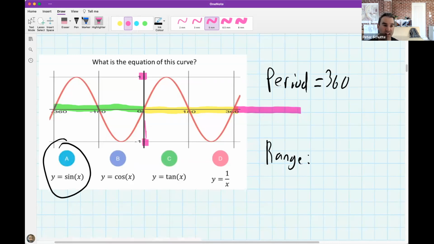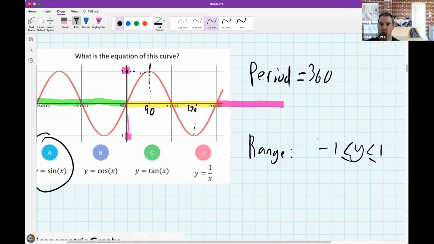Okay, so you're probably thinking of the amplitude, Manolo. The range is between -1 and 1. Can you see the highest place it gets to is 1? So this coordinate here would be 90, and that would be in line with 1. So that's the highest it gets to. And over here at 270, it gets down to -1. So the range is between -1 and 1.